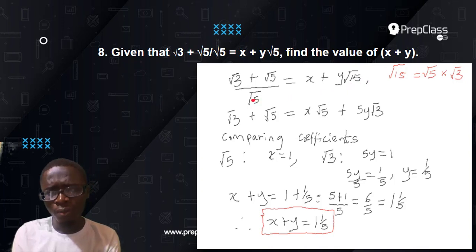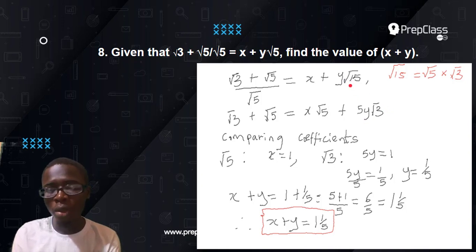So the first thing to do, we would like to clear this denominator. So we want to rationalize this by removing this, and to do that, we have to multiply both sides of the equation by root 5. So root 5 cancels root 5, and here we have root 3 plus root 5. And on the other side, root 5 times x, we have x root 5 plus root 5 times y root 15 is going to give us 5y root 3.